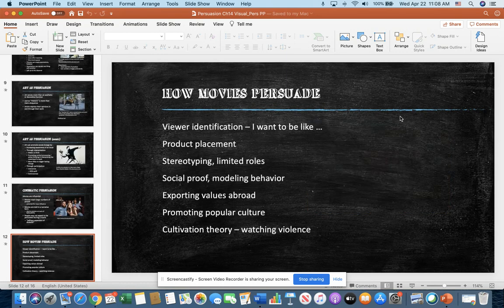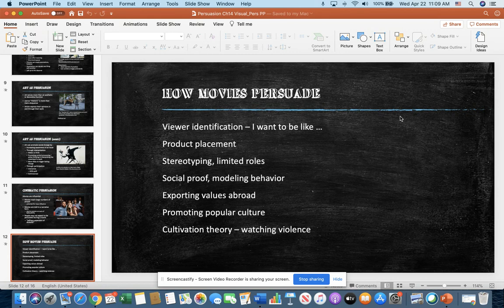Okay, how movies persuade? Well, they had this list of items. Viewer identification, that we see a character in a movie and we want to be like them. We want to be Sylvester Stallone. We want to be Indiana Jones. We want to be this person or that person. And so we kind of like what we see, and we see the characteristics there.